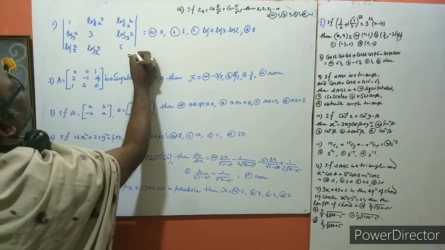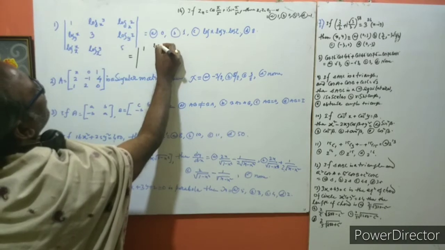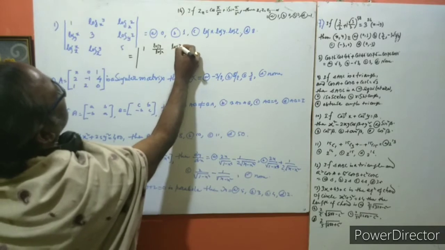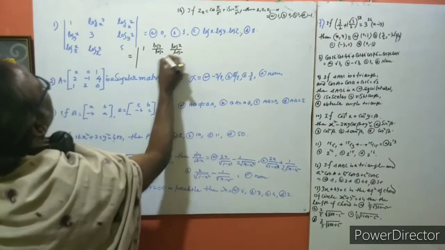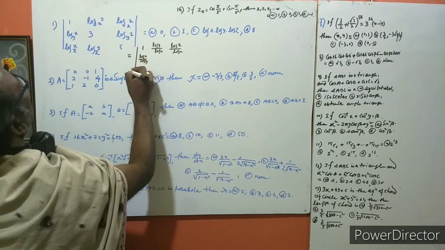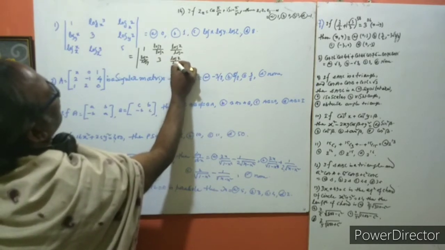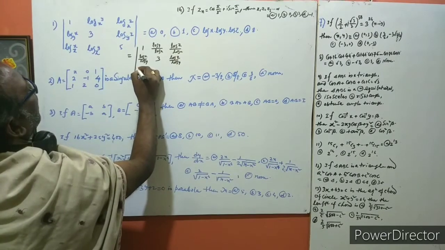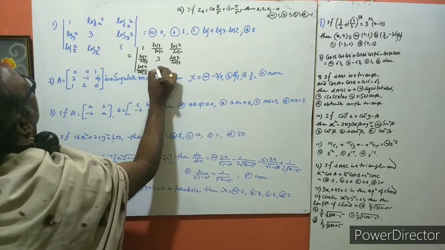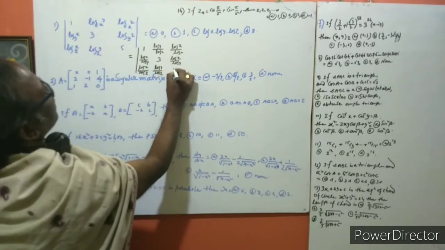See, this is equal to, we can write here like 1 and log y by log x. This is log z by log x, and log x over log y, and this is 3, and log z over log y, and now log x over log z, okay, and log y over log z, and this is 5.